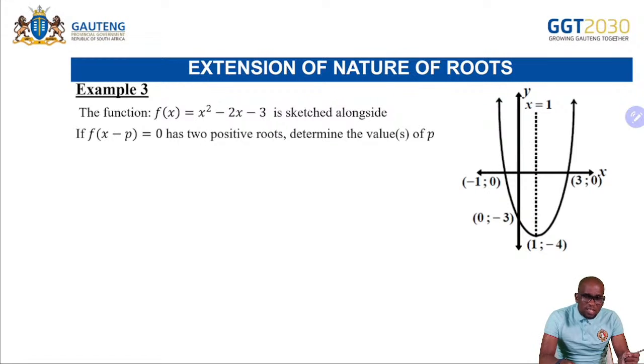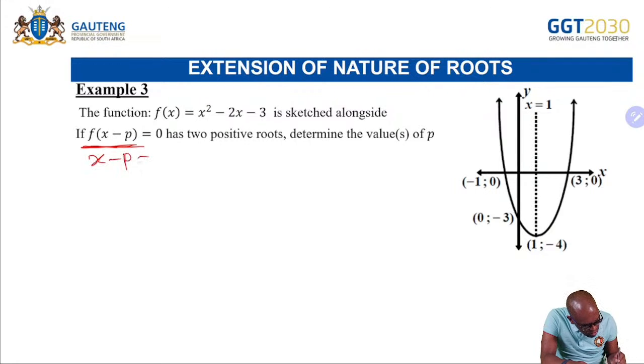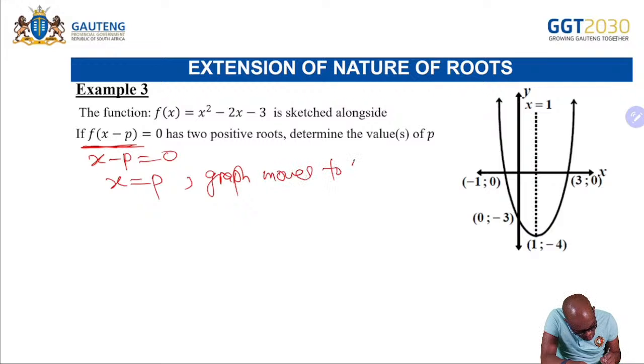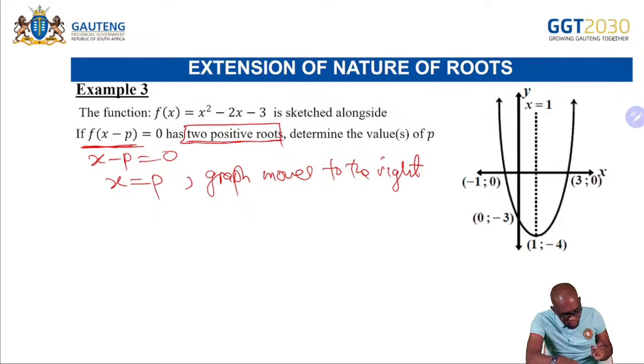Right, now let us look at the extension of the roots, just like we did with the notes that I gave you, to say if it's now a horizontal transformation, they are saying now x minus p is the movement, so x is equal to p. So we know that the graph moves to the right. But now the question is, how many units should it move to the right to have two positive roots? If you check, this root is positive, but this root here is negative. So you want both the roots to be positive.